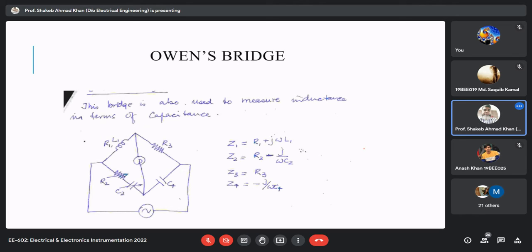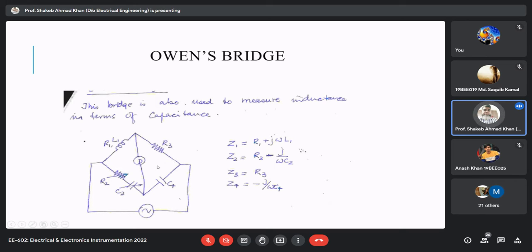I'm moving ahead. Now another bridge, it is called Owen's bridge. Owen's bridge is also used for measurement of inductance in terms of the capacitance. So this is the bridge circuit, and this is your unknown coil. These are the other components. These are basically the known bridge arm components.